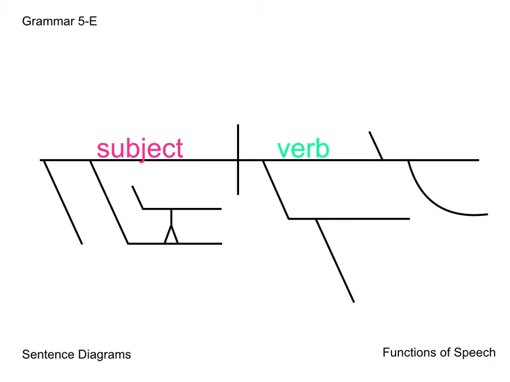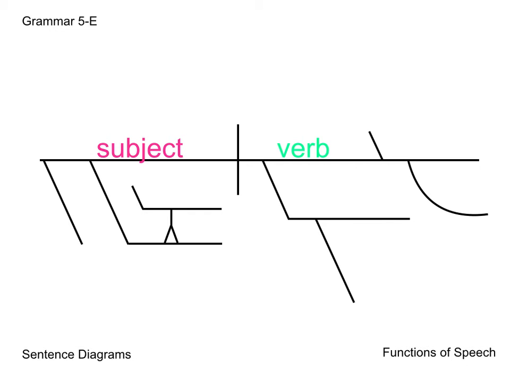So notice we have that slanted line. Well, we know that there are two things that can come after that slanted line, a PN and a PA. But also notice that we have a fun little modifier coming off of that section of the line. That little modifier is a curved line, which is what we learned about in the previous book, Grammar 5D, and that is a past participle.